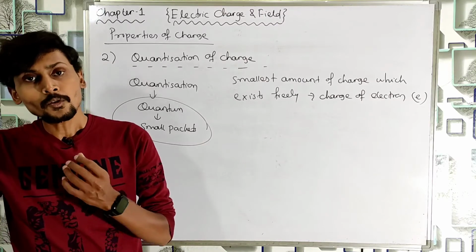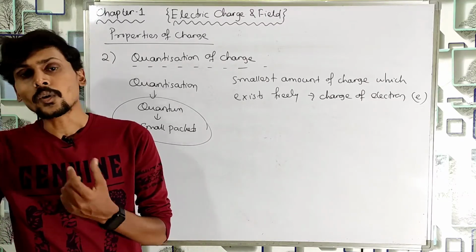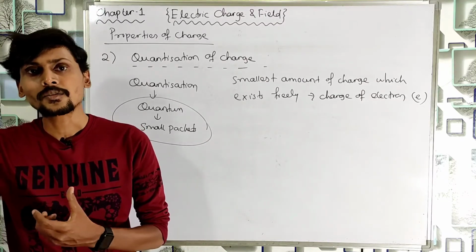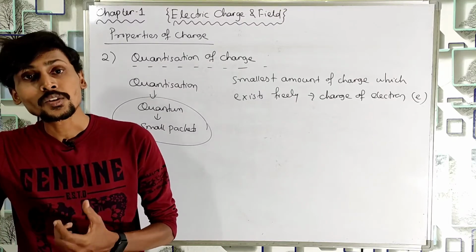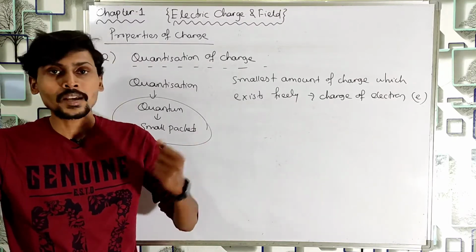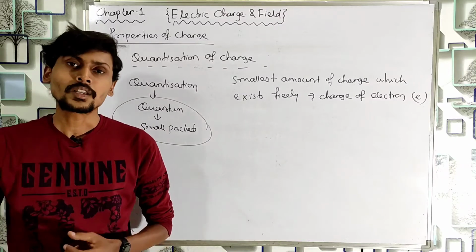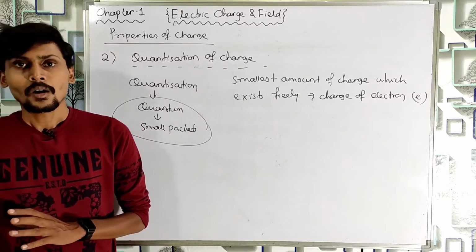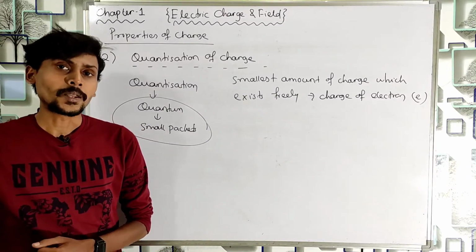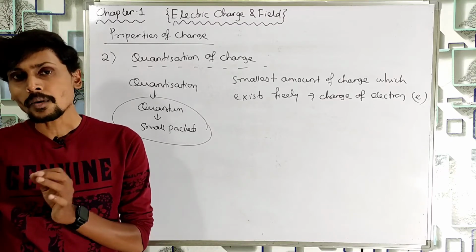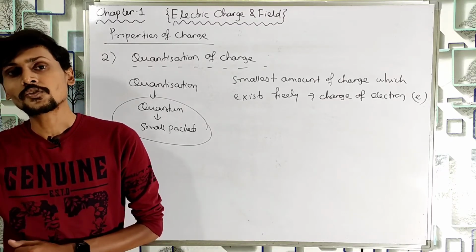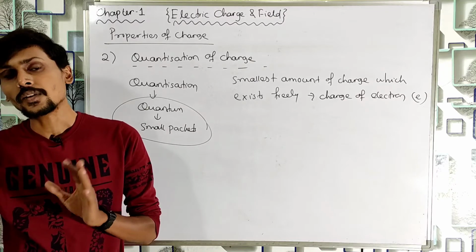Means if you break electrons, then you will get quarks, and the quarks have charge which is again less than e, but the quarks don't exist independently, or they don't exist freely. So the minimum amount of charge which exists freely is the charge of electron.